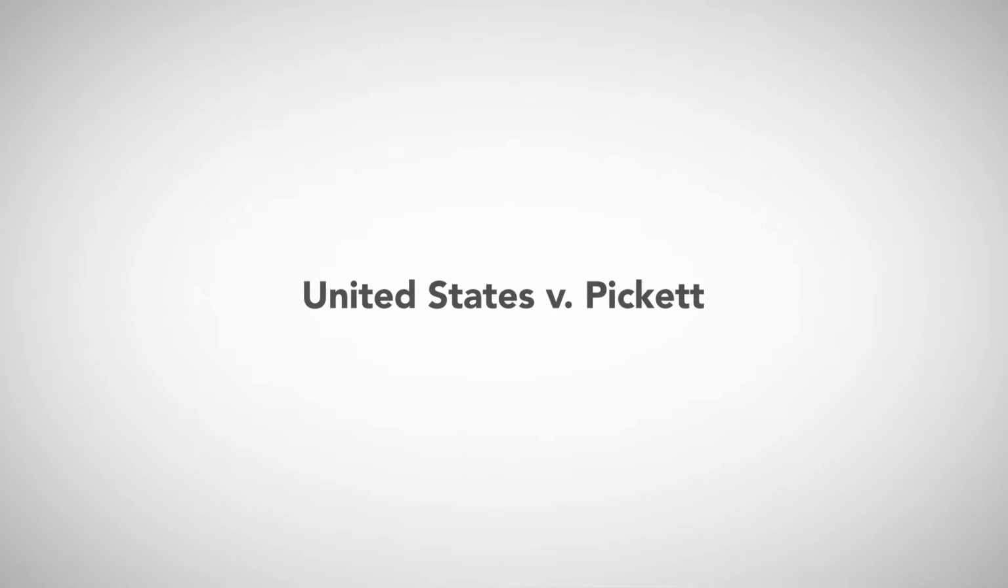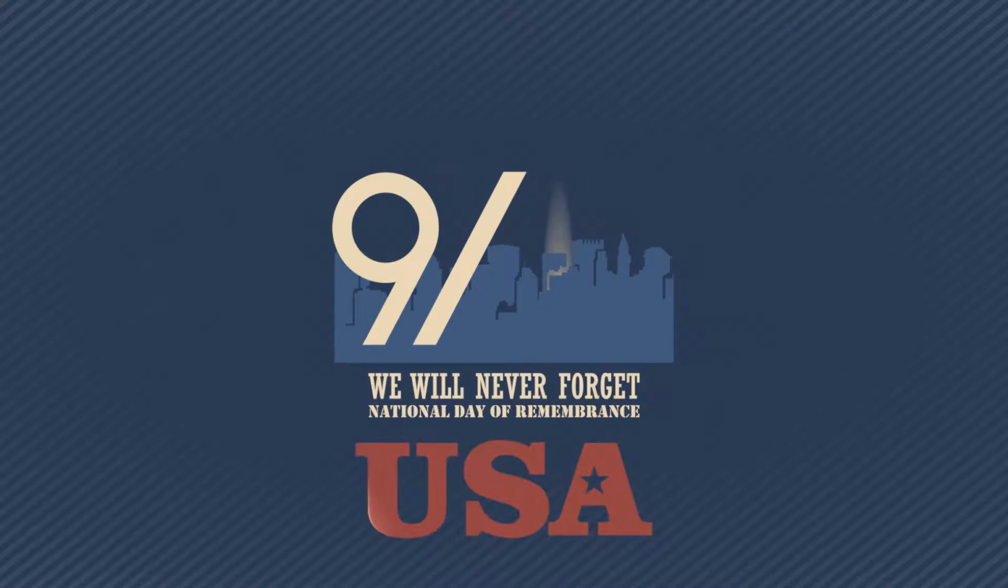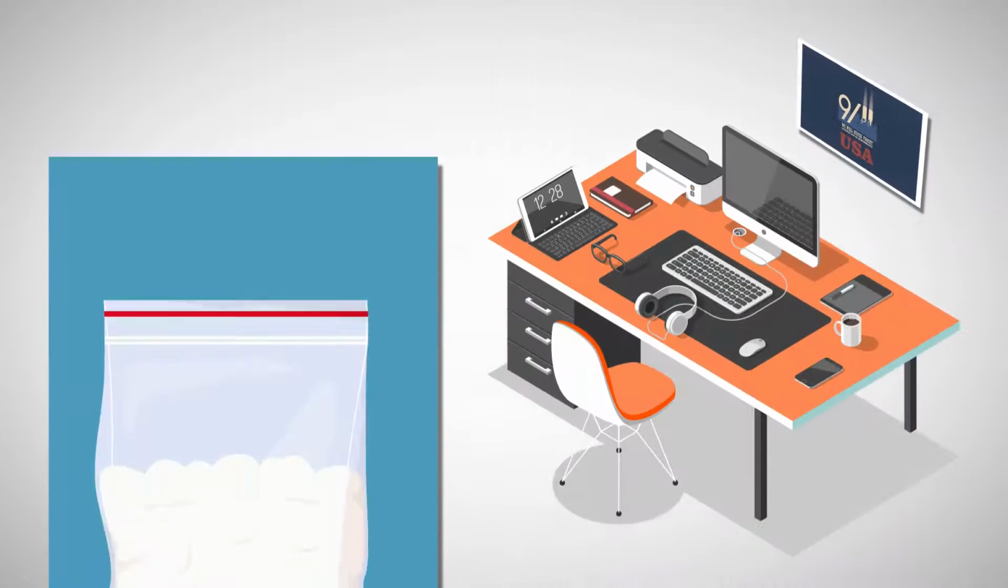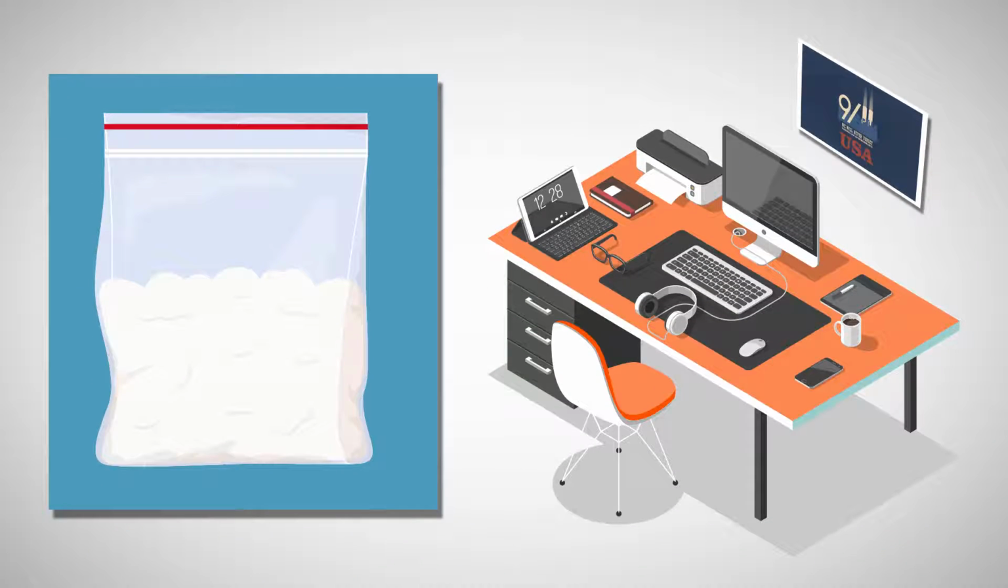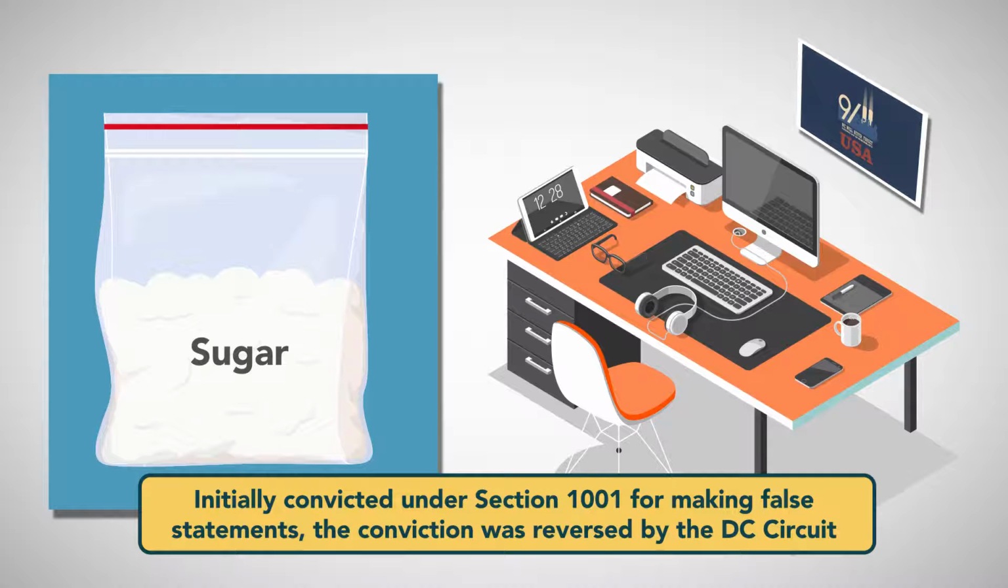In United States v. Pickett, in the midst of the anthrax scare that followed the September 11, 2001 attacks, the defendant left a pile of white powder on the desk of a Capitol Hill police officer with a note suggesting that the powder was anthrax. In fact, the note was meant as a joke, and the powder was sugar. Initially convicted under Section 1001 for making false statements, the conviction was reversed by the District of Columbia Circuit.